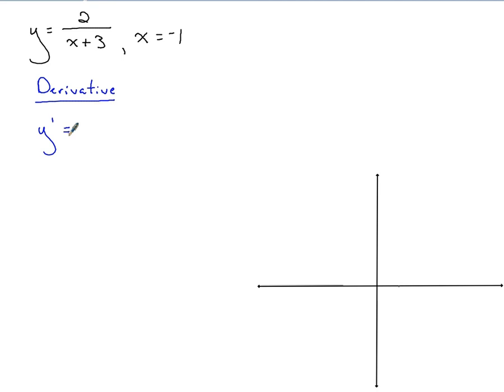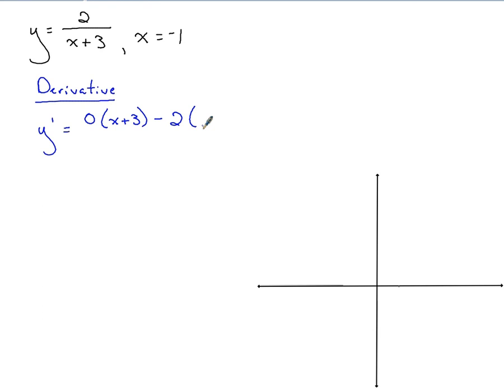Think about the rules that we have to play with and the rule that would apply here. This is a quotient function, so we'd apply our quotient rule. Applying the quotient rule, you take the derivative of the top first. Derivative of a constant we know is 0. You multiply by the bottom, which is just x plus 3. You subtract the top piece as is, 2, times the derivative of the bottom.